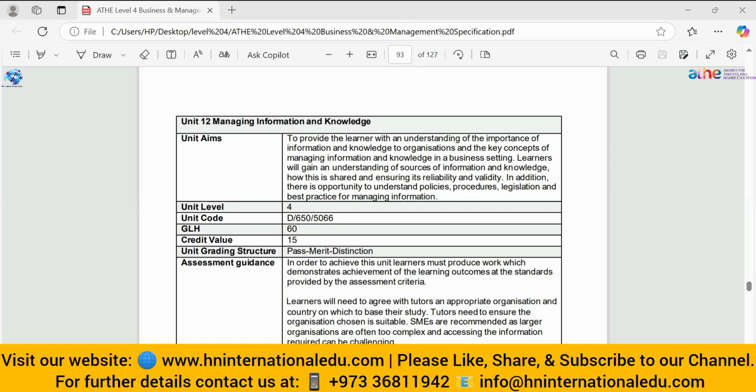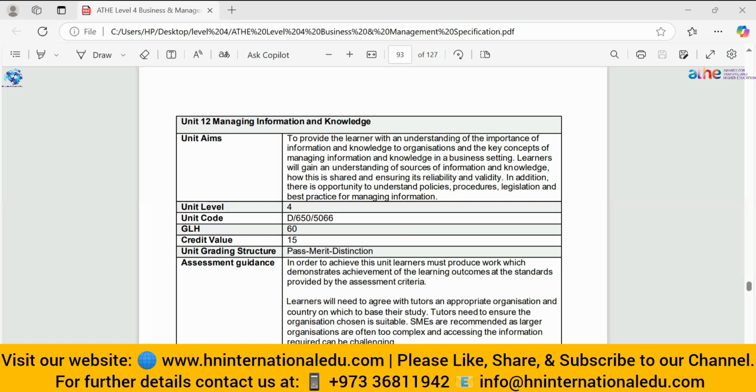Now, sources are of two kinds, primary and secondary. Primary is the new one on which no one has ever extracted information or done research. And the secondary one is where you're doing amendments in it. Then how this is shared and ensuring its reliability and validity, because you do not know what kind of information is true and authentic and which knowledge is going to be perfect for us. So we have to double check the reliability and validity as well.